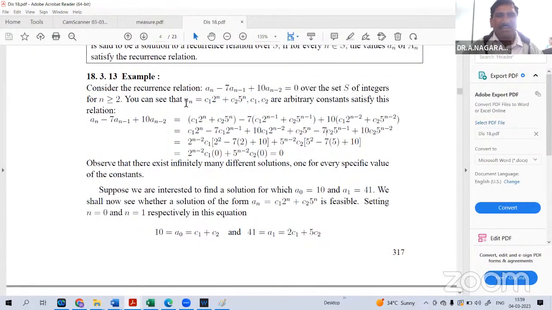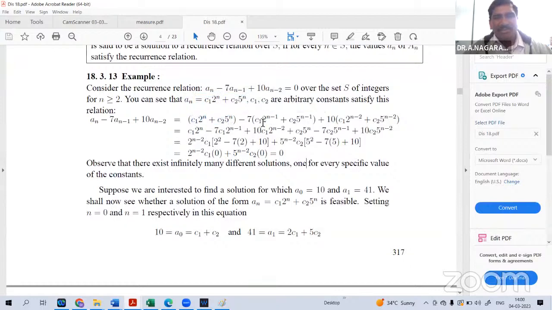After getting this, you should also verify whether it is correct or not. We have already given the shortcut to identify it, so simply take it and substitute it in this equation. a n equal to how much? C1 into 2 power 5n.